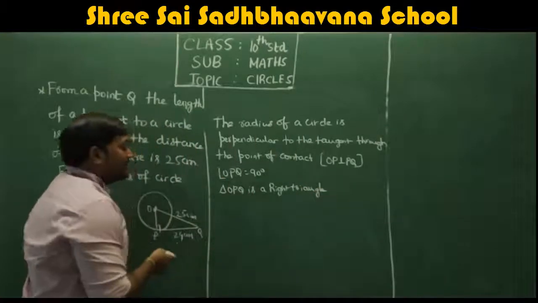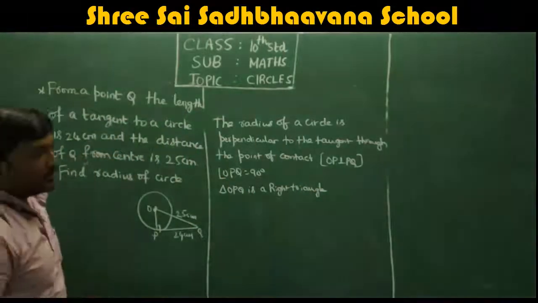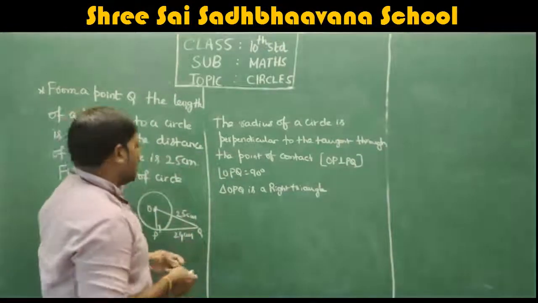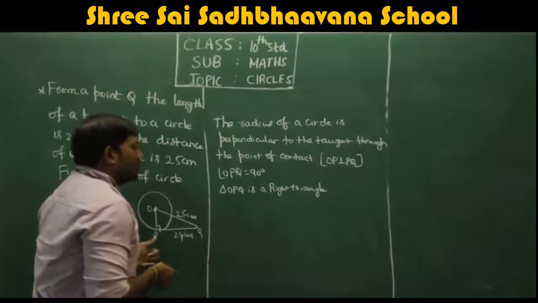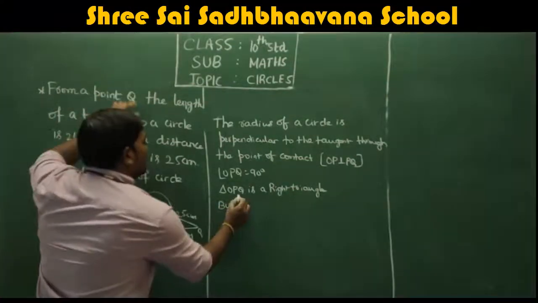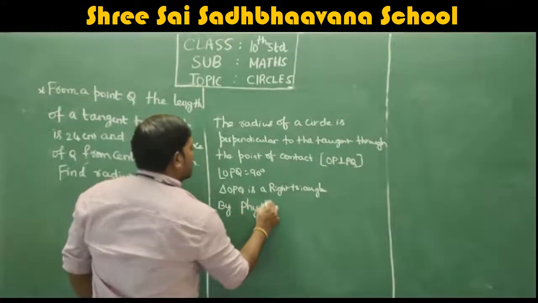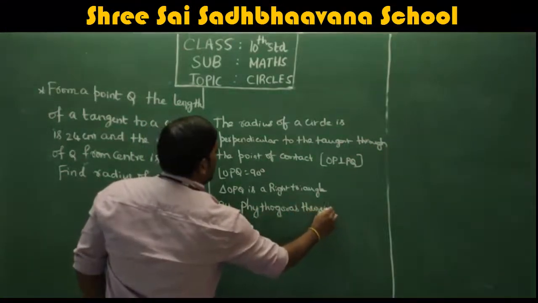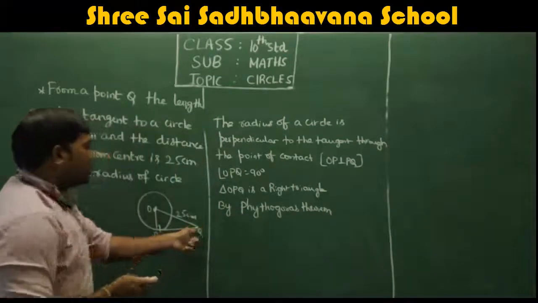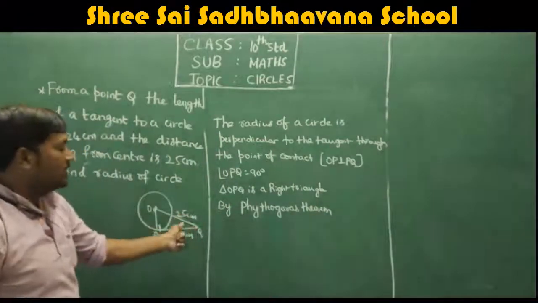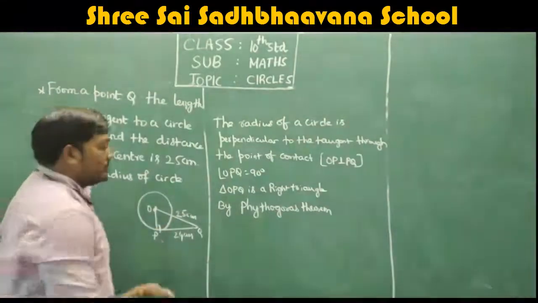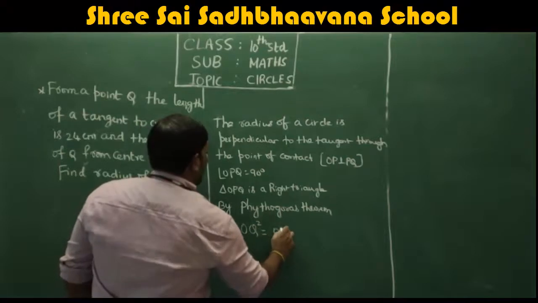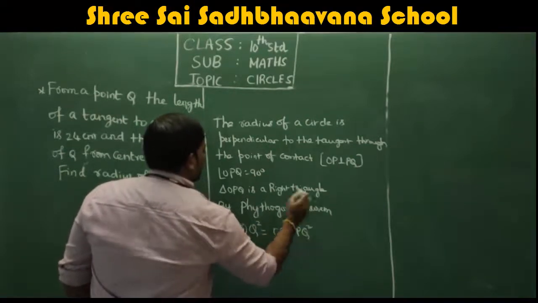If this is a right angle triangle, we can use Pythagoras theorem. First, to use Pythagoras theorem, we should prove that the triangle is a right angle triangle. So we proved it. So by Pythagoras theorem, we can write that, which is the longest side here. Obviously, by looking at the length, OQ square is equal to OP square plus PQ square. Correct?